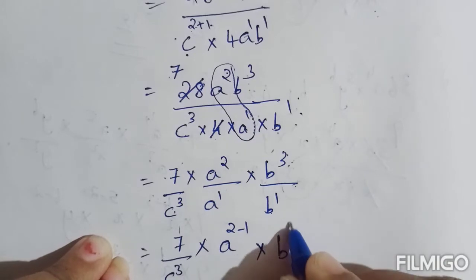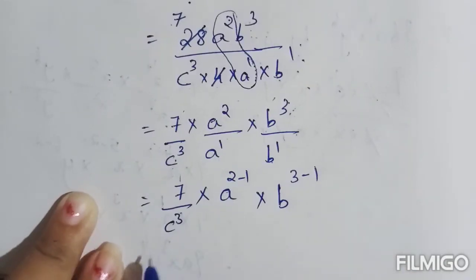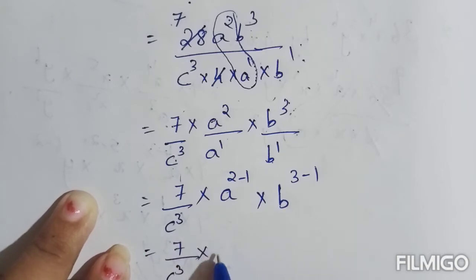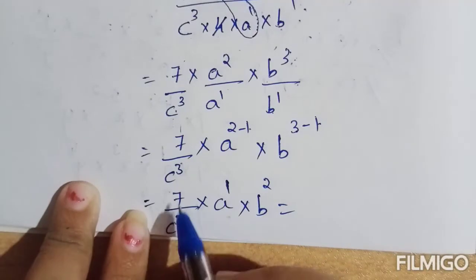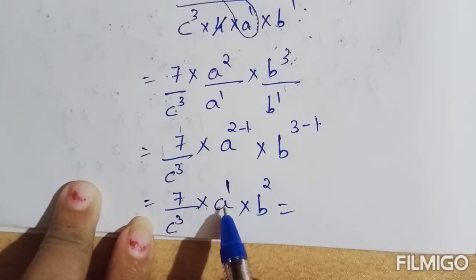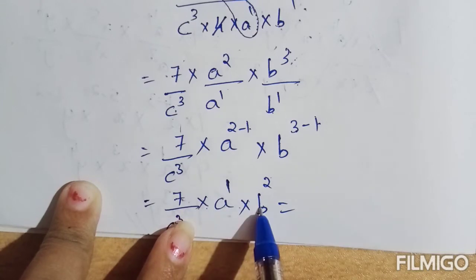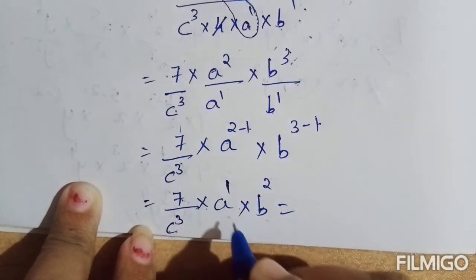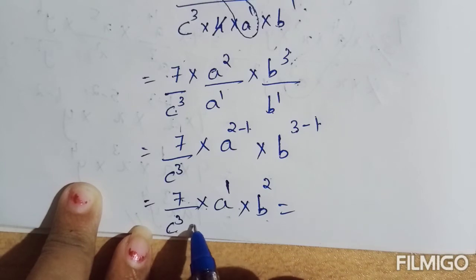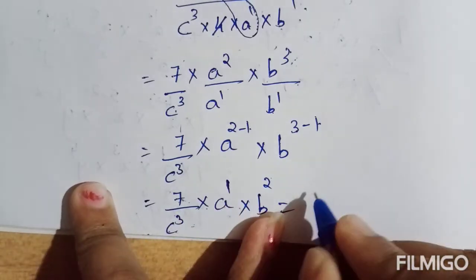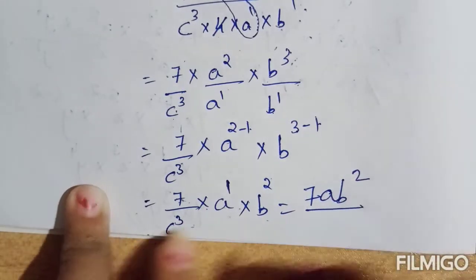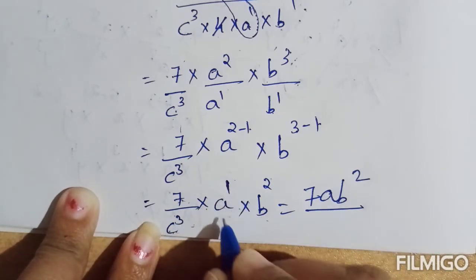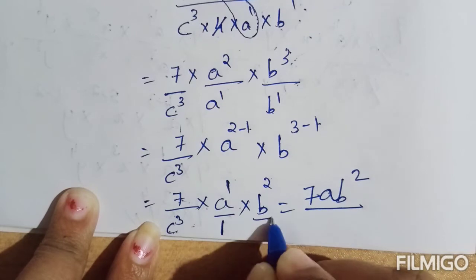Quotient law applying, you will get b raised to 3 minus 1. So what you will get, 7 by c cube into a raised to 2 minus 1, it is 1, into b raised to 3 minus 1, it is 2. So what you will get, 7 by c cube into a raised to 1 into b square. You can multiply the numerators and denominators, multiplication of fraction it is. So numerators it is 7 into a raised to 1, it is a, into b square, divided by denominator c cube only is there. A raised to 1, it is a raised to 1 by 1. b square we can write it as b square by 1.